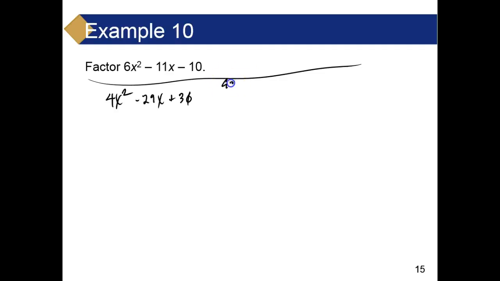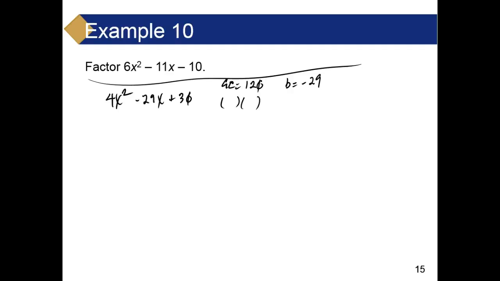Okay, AC, which is 4 times 30, which is 120, being positive. Okay? Now, it's going to have two factors that we want to multiply to be 120, but we want to add to be negative 29. What does that tell you about these two factors?